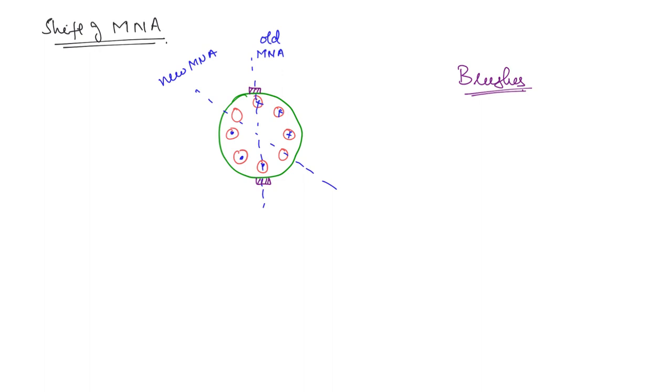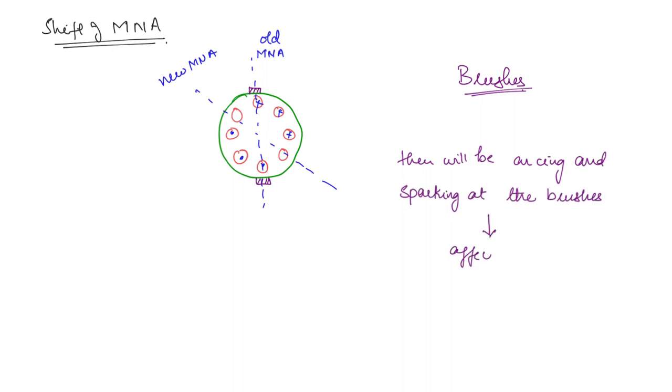So you can write down, because of the shift of magnetic neutral axis, there will be arcing and sparking at the brushes, which will affect the brush life. And this is a maintenance cost, increase in the maintenance cost.